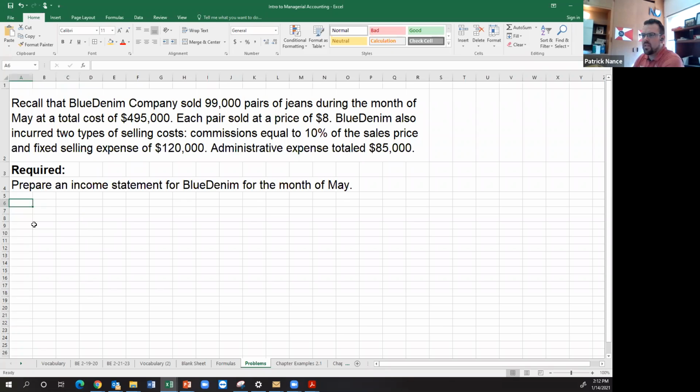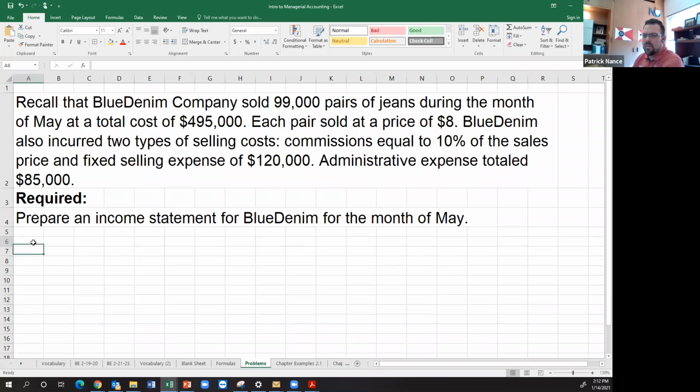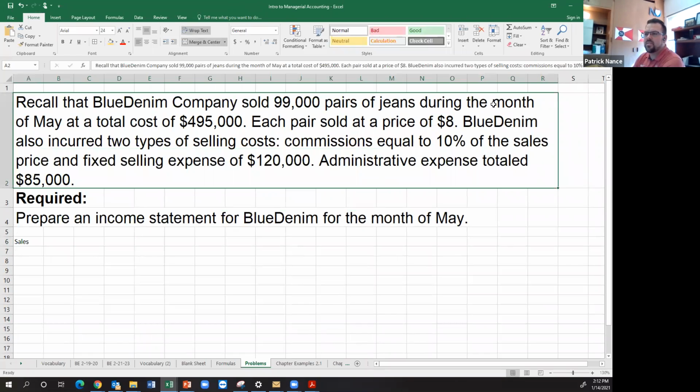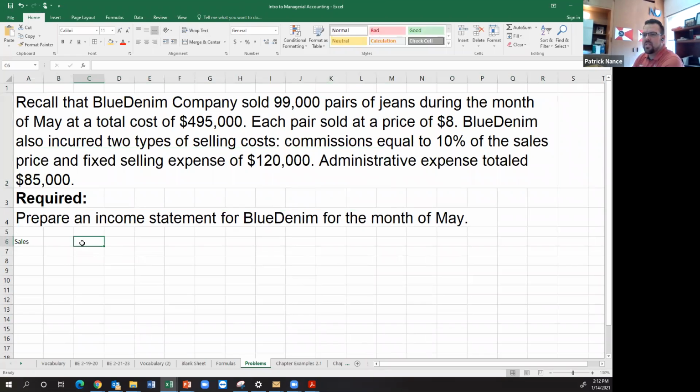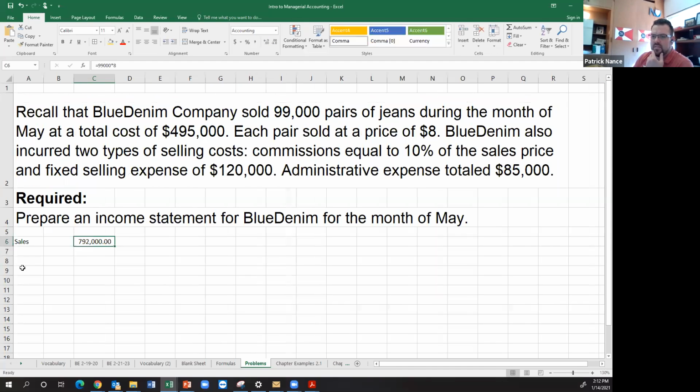So how the income statement works for a manufacturing firm, it does hold true that we have revenue minus expenses, as I said, but revenue has a different name. It is still a revenue account. It is a revenue account called sales, is where we start. So my sales number, it says I sold 99,000 pairs of jeans at a price of $8 each. So for my revenues, I can just take 99,000 times $8 each to get 792,000 is my sales revenue.